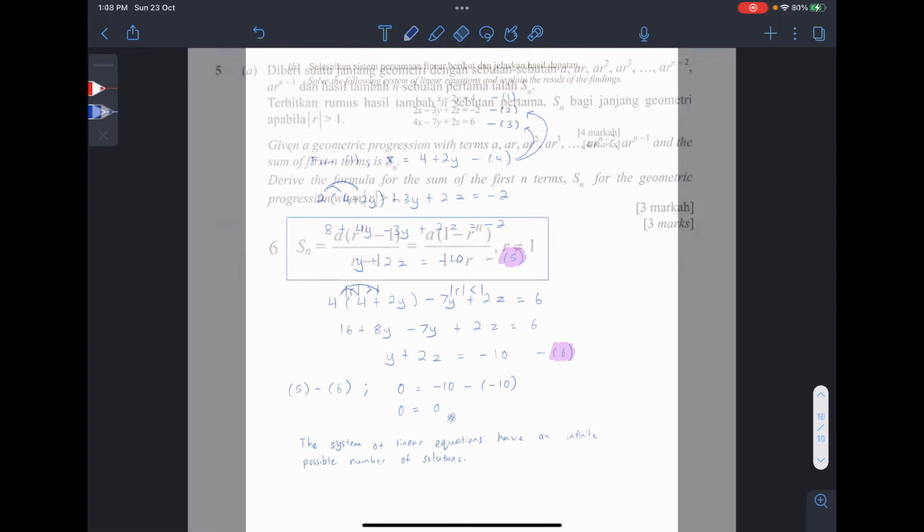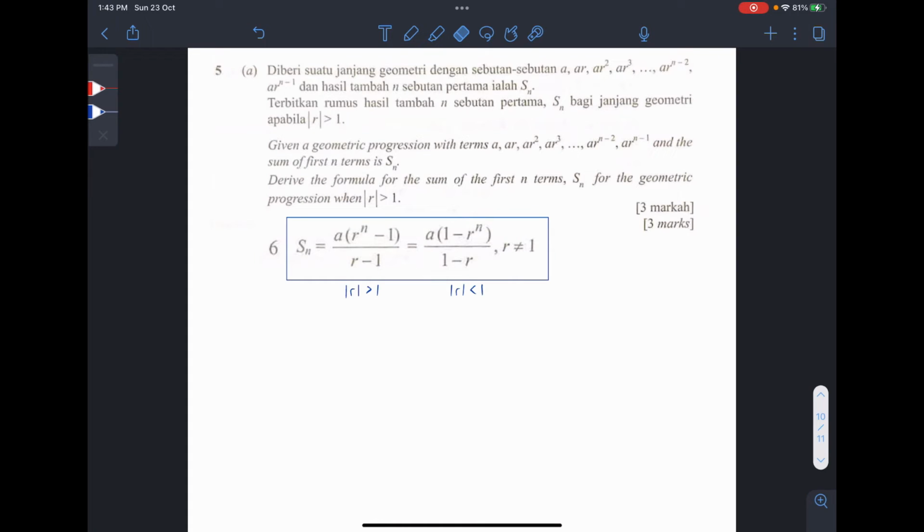Let's go. So question number 5a says, given a geometric progression with terms a, ar, ar squared, and so on, and the sum of the first n terms is Sn, derive the formula for the sum of the first n terms Sn for the geometric progression when r is greater than 1. First things first, we have to have our formulas with us, which I've already copied for you guys, in the box down below. You can get it from the formula sheet as well.